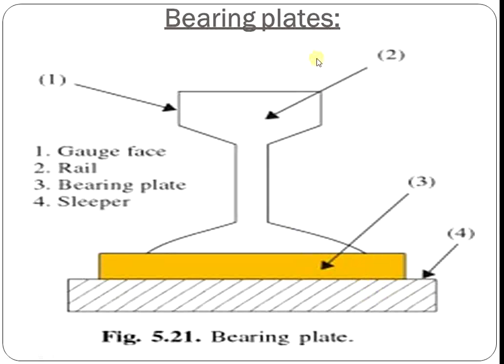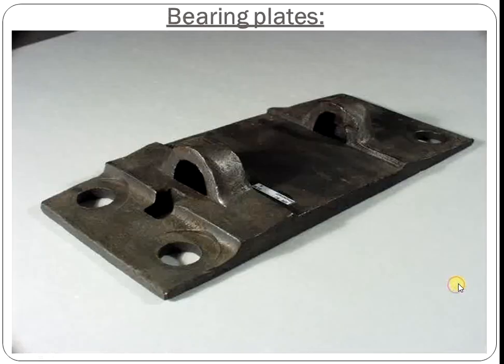The heaviest load has to be taken firstly by the bearing plate, sustaining the load, then passing the load, distributing the load evenly or uniformly to the sleeper, to prevent damage and hold the rail track under heaviest load traffic. This is the image of the bearing plates.